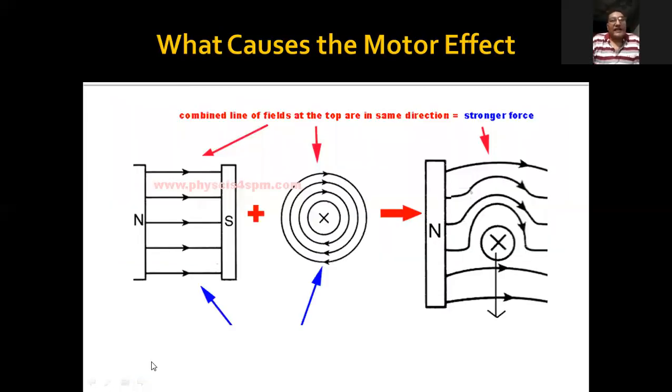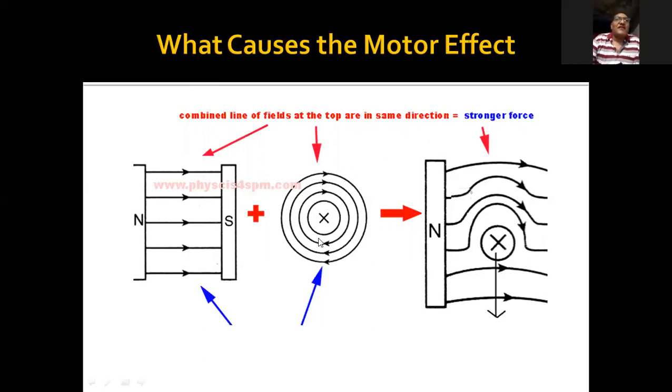Here again, I am trying another way of representing the same thing. So here we have a North Pole and a South Pole. And we will have magnetic field lines which will be going from north to south. And this time the magnetic field lines are going from left to right, from north to south. So the magnetic field lines are horizontal.